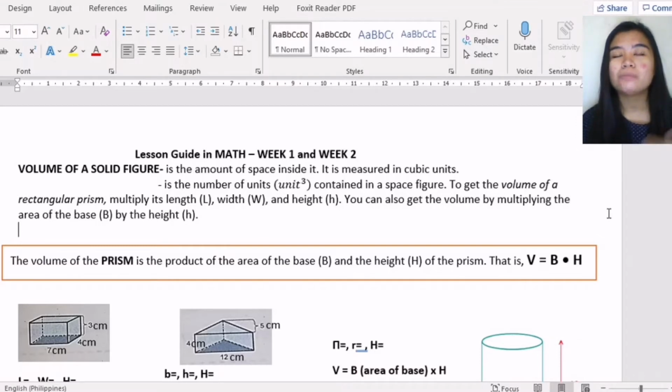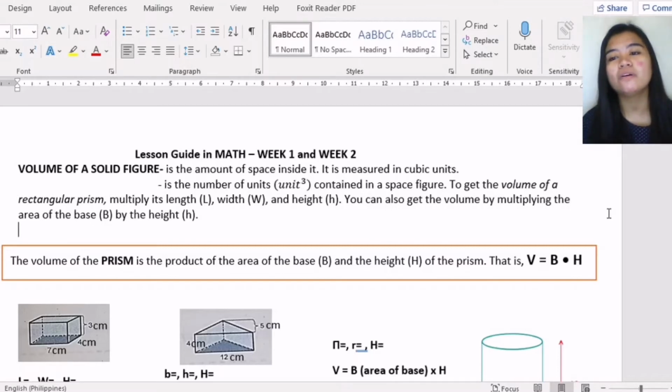So kung natapos na tayo sa area and then sa surface area, which is the flat surface na hinahanapan natin ng measure or ng area, dito naman yung possible na laman or capacity ng isang solid figure. Gaano siya kapuno or ilan ang pwedeng ilagay sa kanya. It is measured in cubic units. Kapag area kasi tsaka surface area, ito ay square unit. Kapag volume naman, ito ay cubic units. And it is also the number of units contained in a space figure.